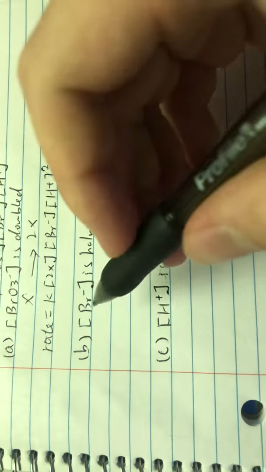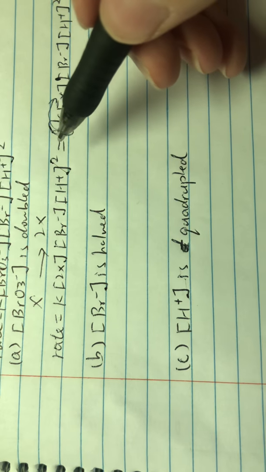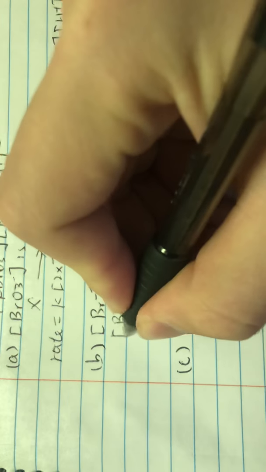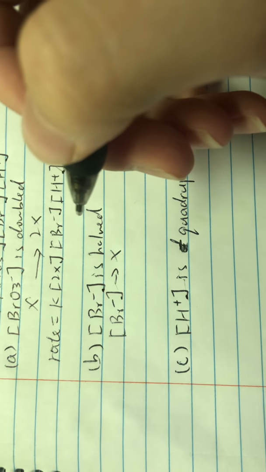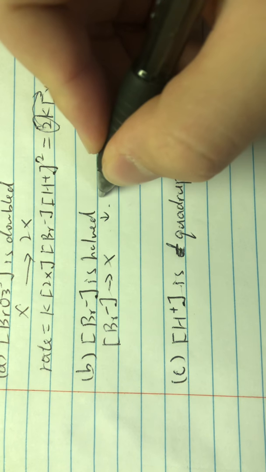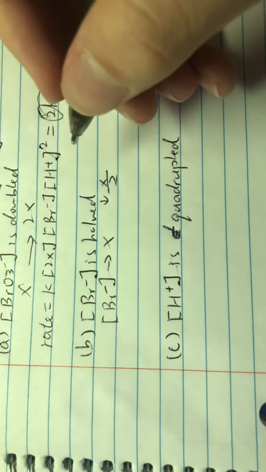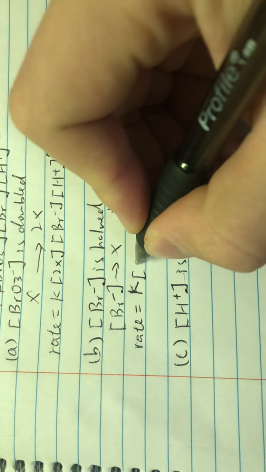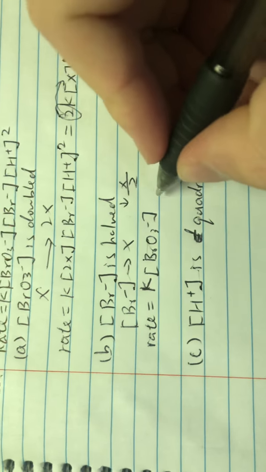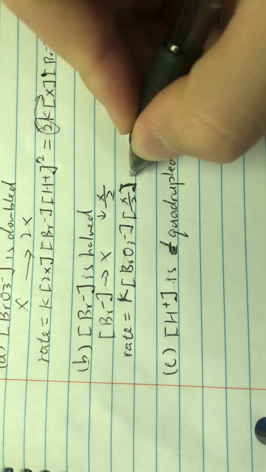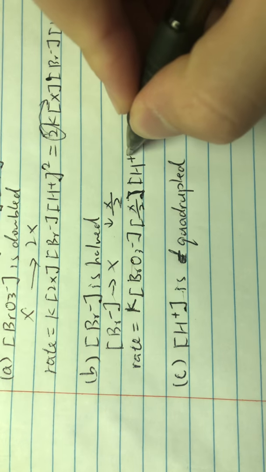For B, when Br minus is halved, we can apply the same concept from A, where we assume that the concentration of Br minus is x. And when it's halved, it goes to x over 2. When we plug it back in, the rate equals k times the concentration of BrO3 minus, times x over 2, and then H plus to the second power.